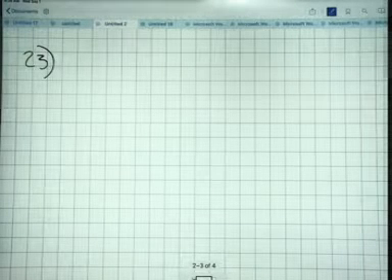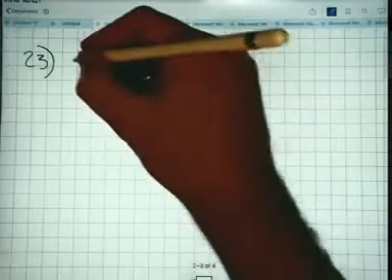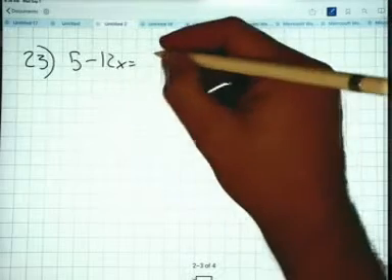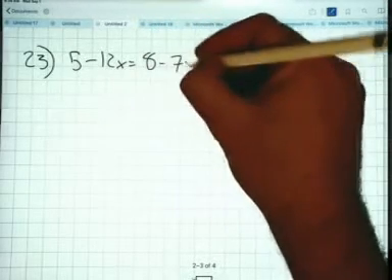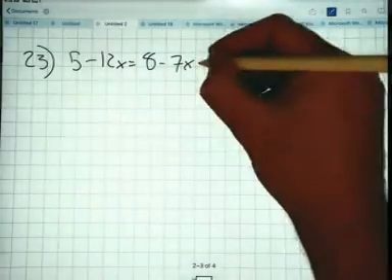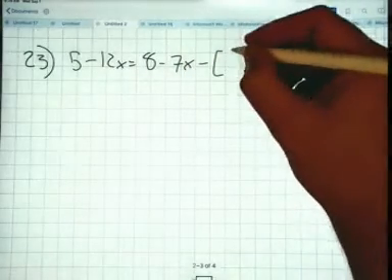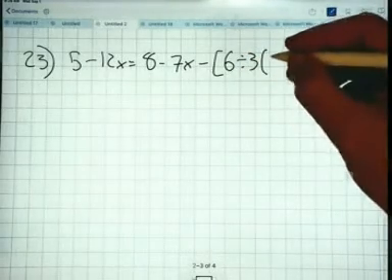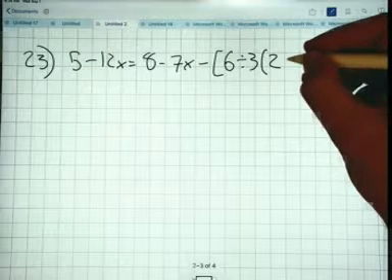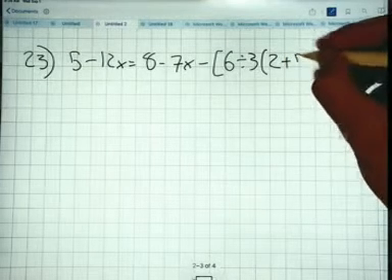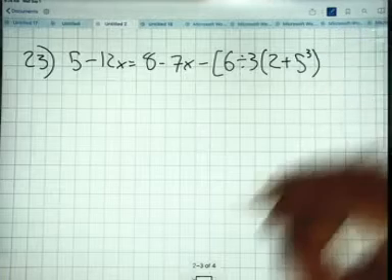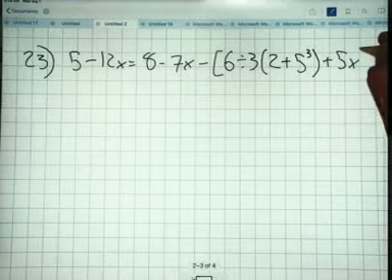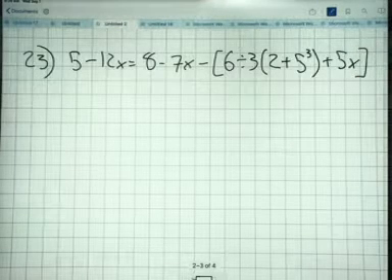Number 23. Yes. 5 minus 12x is equal to 8 minus 7x minus, open bracket, 6 divided by 3, open parentheses, 2 plus 5 to the third, close parentheses, plus 5x. Okay.